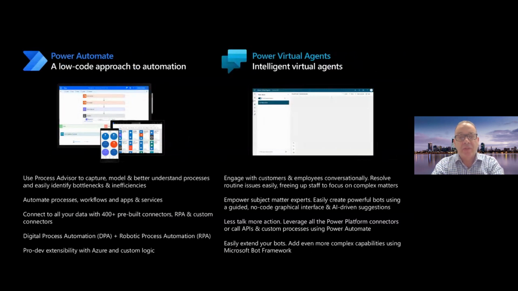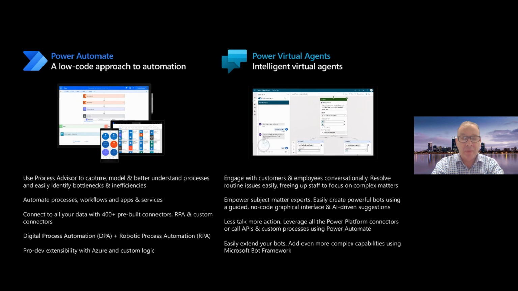The other 2 parts of the Power App stack are Power Automate and Power Virtual Agents. We're seeing a huge amount of interest in Power Automate, particularly because Microsoft acquired a business called Softomotive in the middle of last year, and that's now been fully integrated into the stack. And that provides robotic process automation.